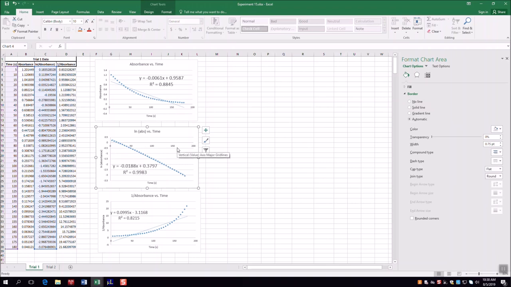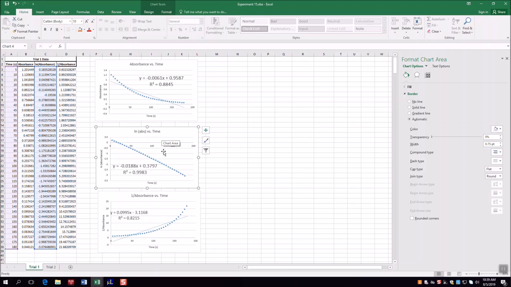If you remember back to what Colin explained before, the zero order equation relates absorbance to time, the first order relates the ln of absorbance to time, and the second order relates 1 over absorbance to time, which we've done in order here. So since it's our second graph, the ln of absorbance versus time, that's the most linear, we can determine that the reaction is first order with respect to dye.